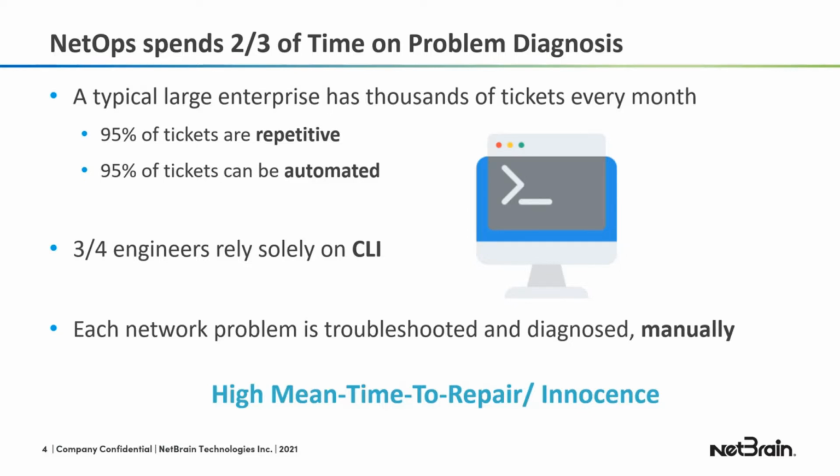Another thing we've learned is that 3 out of 4 engineers rely solely on command line, and there's very little use of automation. And if it's used, it's usually scripting and for deployments, but not for automated diagnosis. So every time a network problem arises, it's troubleshooted and diagnosed manually from the beginning, with ping, trace route, before getting into routing, QoS, etc. And this results in a very high mean time to repair, or as we network engineers know, high mean time to innocence.